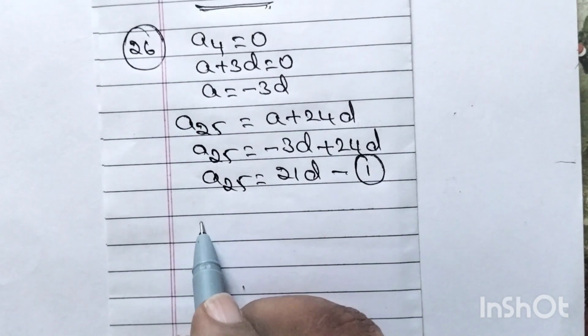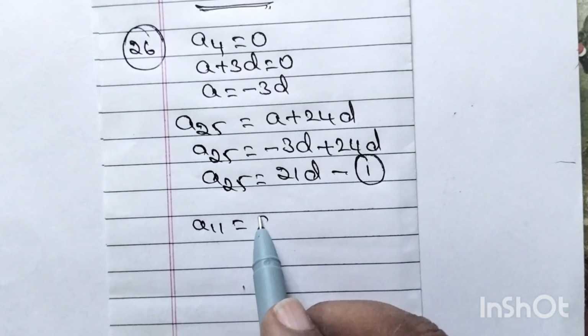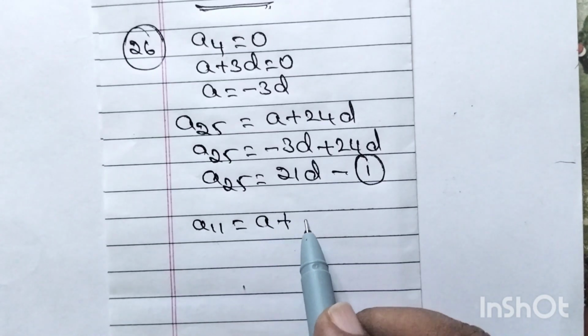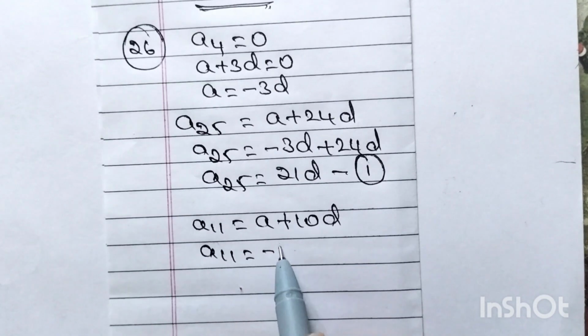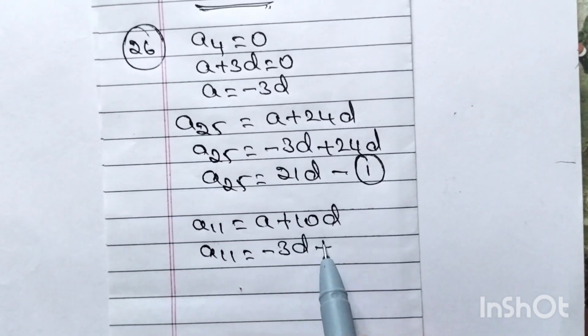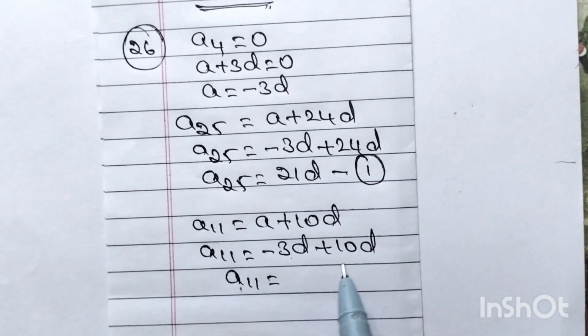Now let us find out the 11th term. So in the question it asks about the 11th term. A11 can be written as A plus 10D. A11 is equal to A written as minus 3D plus 10D. A11 is equal to minus 3D plus 10D, which becomes 7D.